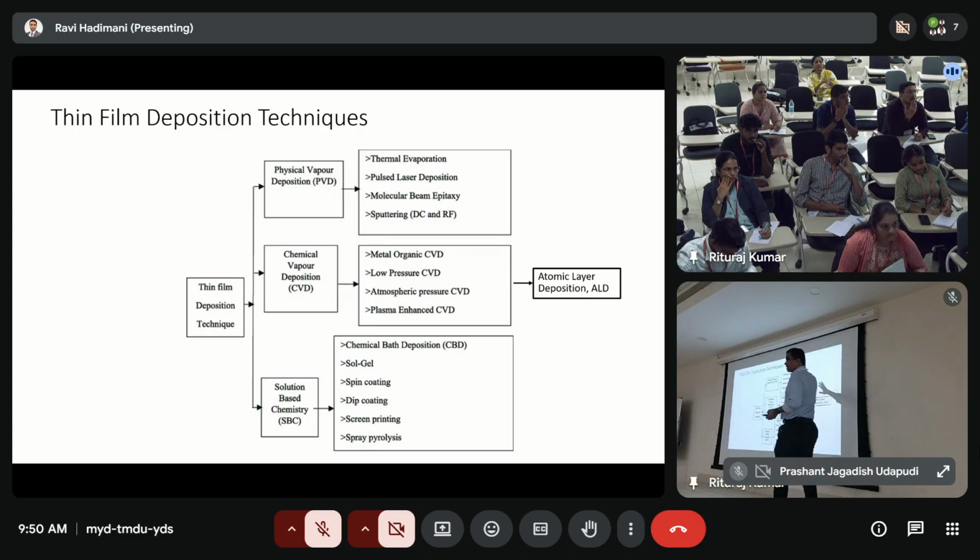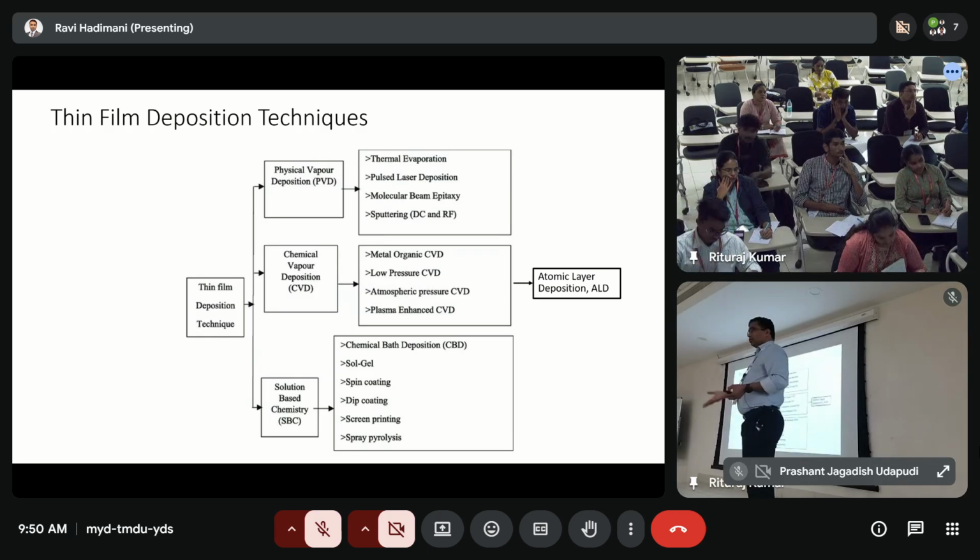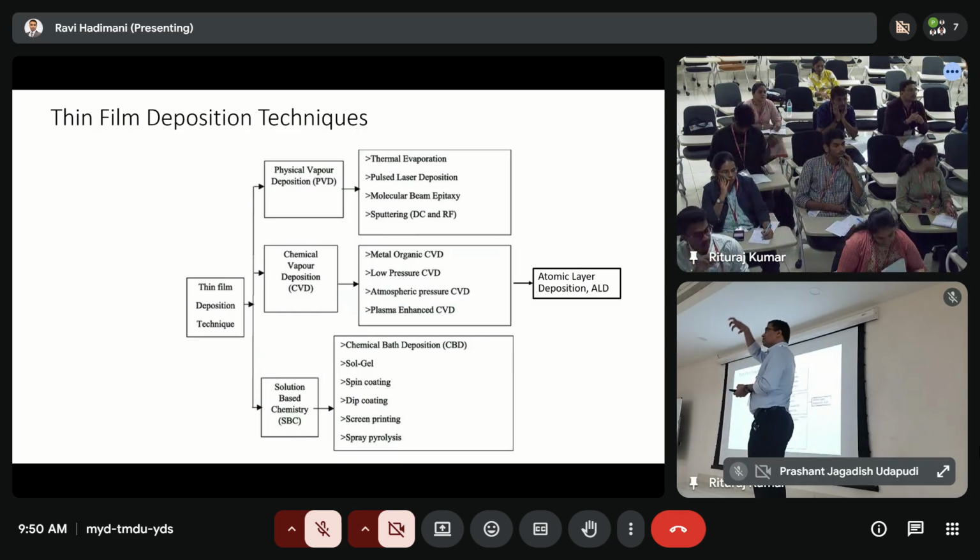Okay, so this is physics based. This is a physical vapor. You either use thermal, just heat it up, or you use a laser, or you use an electron beam, or you use ions to eject atoms from the target material, and those atoms go and deposit. We'll see some of them.